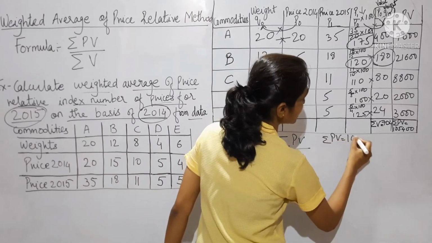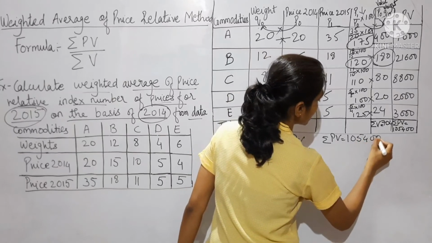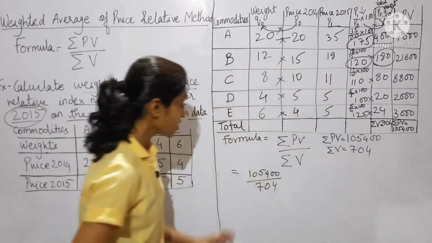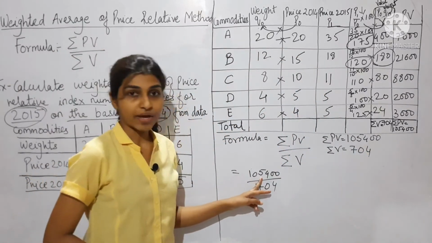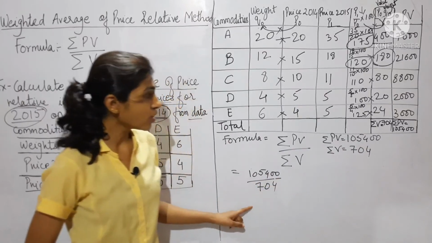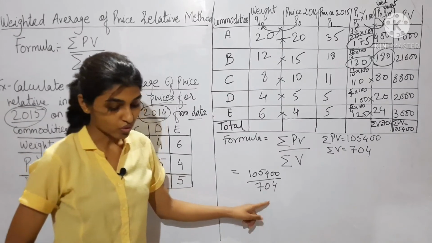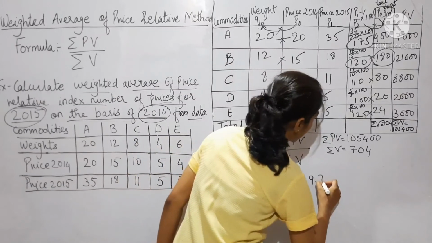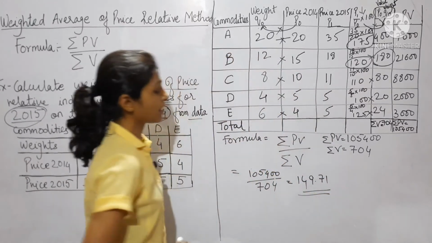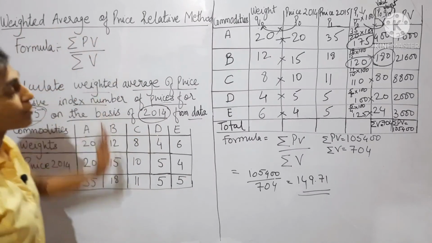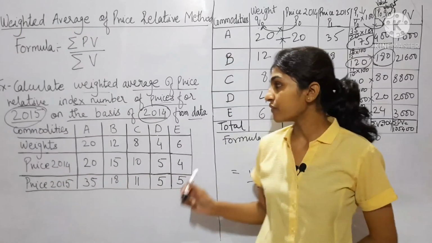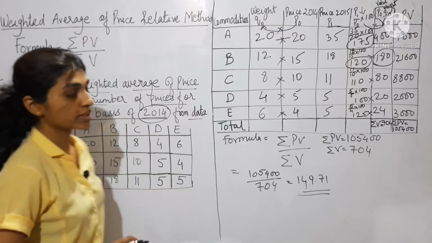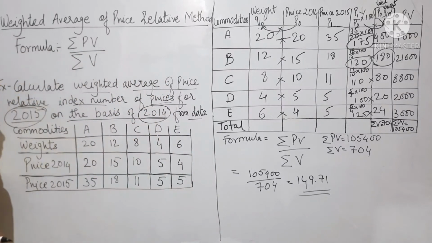So I will write summation of PV is equals to 105,400 and summation of V is equals to 704. Okay, so now divide 105,400 by 704. Okay, so answer you get 149.71. Okay, so this is the final answer of weighted average of price relative method. In this method you have to find the weighted average of price relative. Note down this in your notebook.